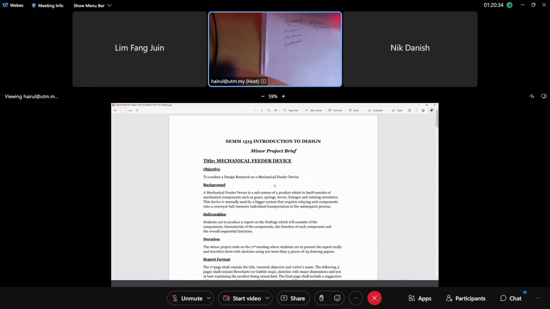Can you form a group of 4 or 5? We cannot have 3, and 6 is not allowed. Six is too much, and 3 is too few for your group. Form a group of 4 or 5. Make sure that if you are a group of 5, you appoint one as the group leader. There must be a group leader.